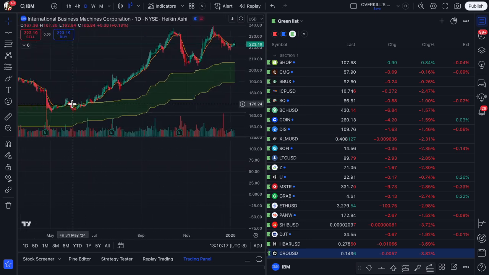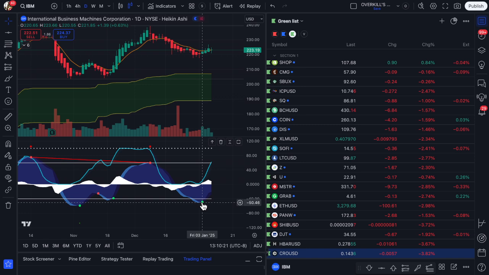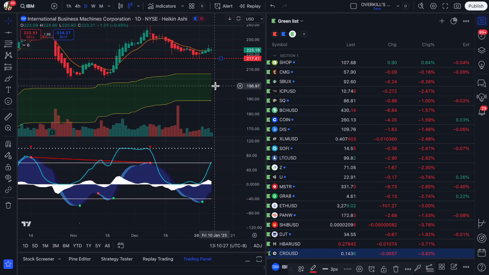IBM, very, very strong trend here. And that one got the green dot, looks like Friday. So that one's also sitting at a little bit of a premium off of the golden zone there. If you want to play that green dot, just use your stop loss right there at 217.